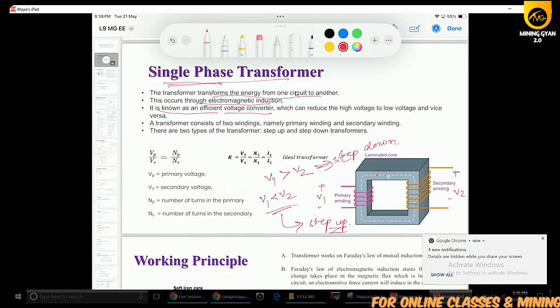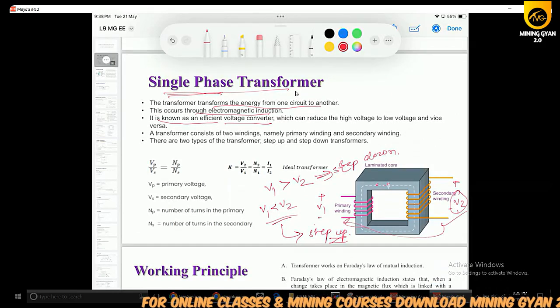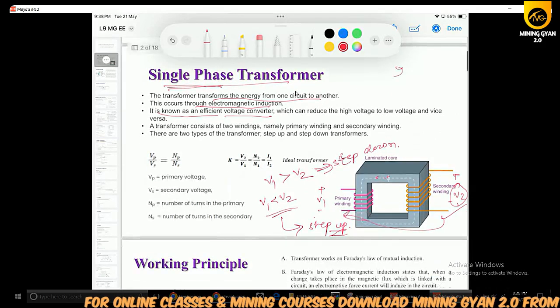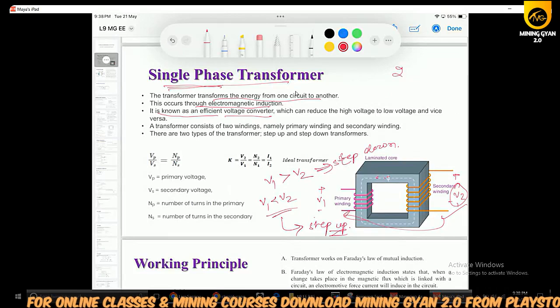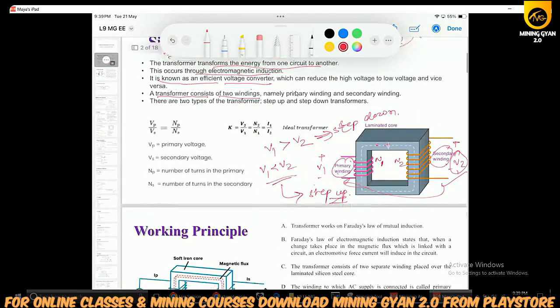Because the output voltage is greater than the input voltage, the voltage level is high compared to this side. So there are two types of transformer, step up or step down. A transformer consists of two windings. This is the primary winding, and this is the secondary winding. The primary winding has number of turns N1, and the secondary winding has number of turns N2. So namely primary and secondary windings.